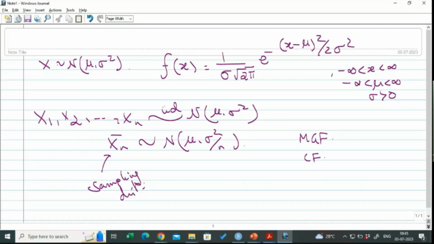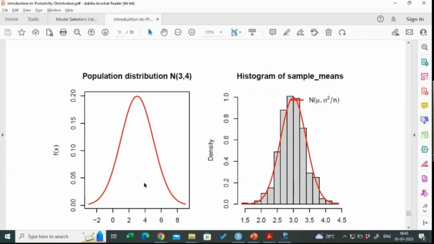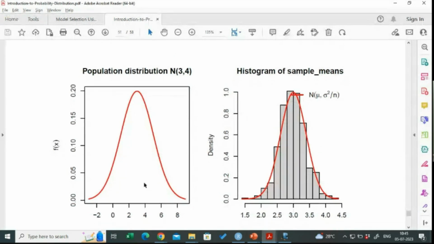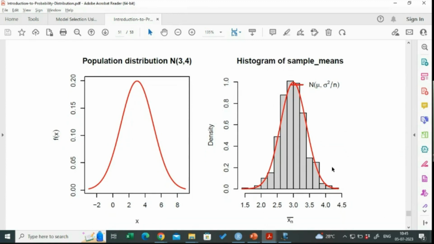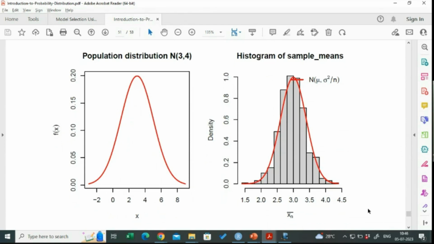But in principle, if we want to explain it to people from other domains, what I have done is simulate numbers from the normal distribution and take the average. Again I simulated random numbers from the normal distribution, again I did it, and I plotted the histogram of the sample means. So it becomes normal mu, sigma square by n, and this is the PDF of normal mu, sigma square by n. This is a very good match.